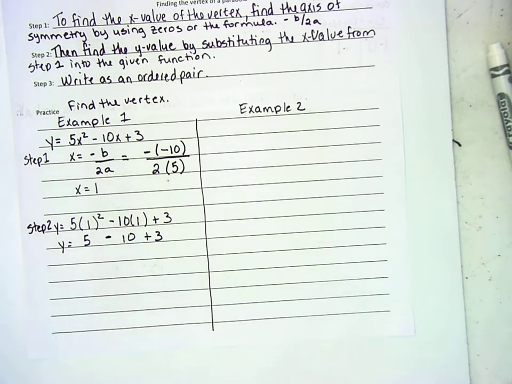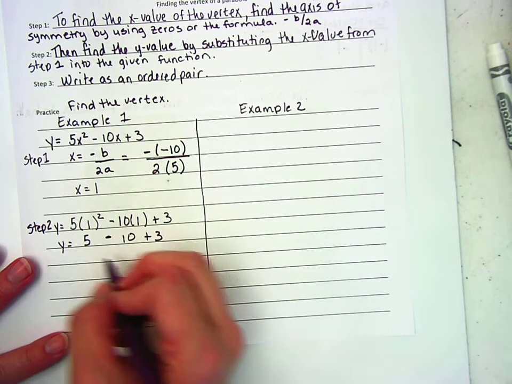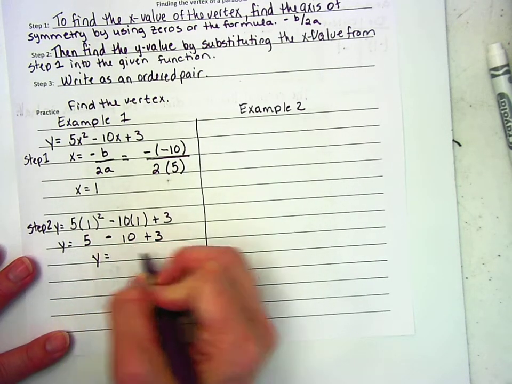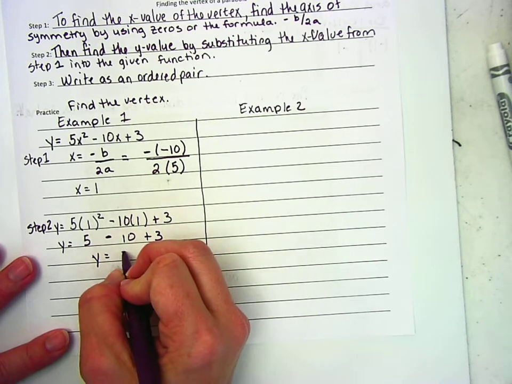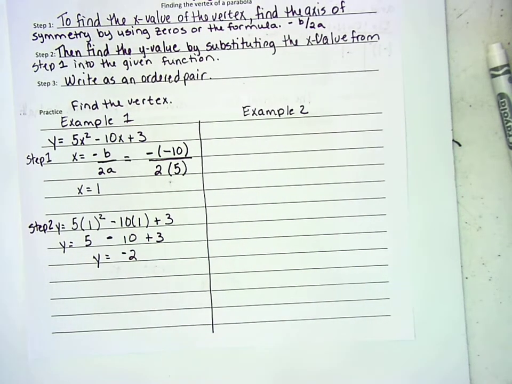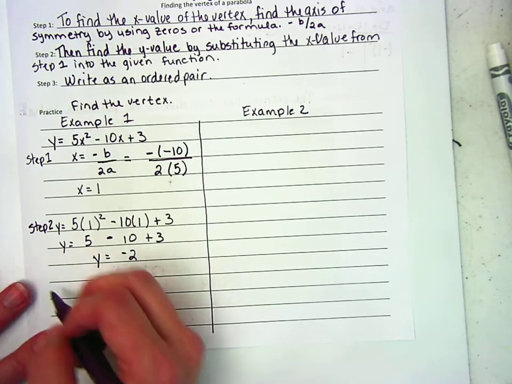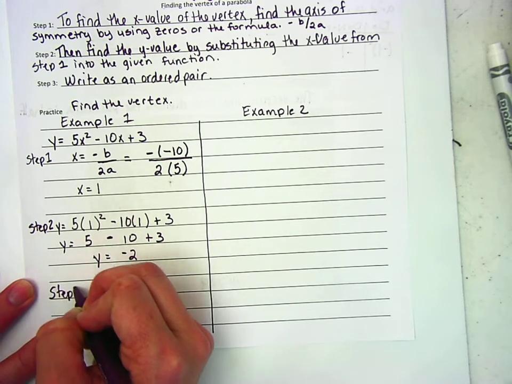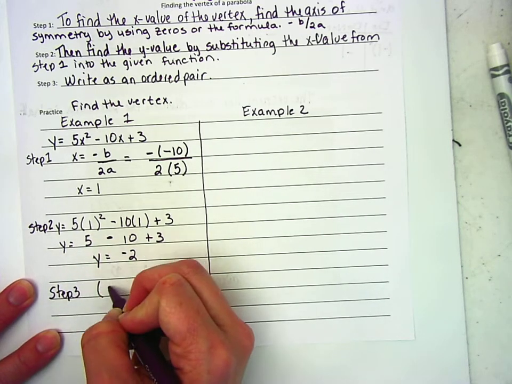I'm just putting my y equals. What is the value of y? What is it, Arvin? Negative 2. Very, very straightforward. Step 3. Write it as an ordered pair. 1.